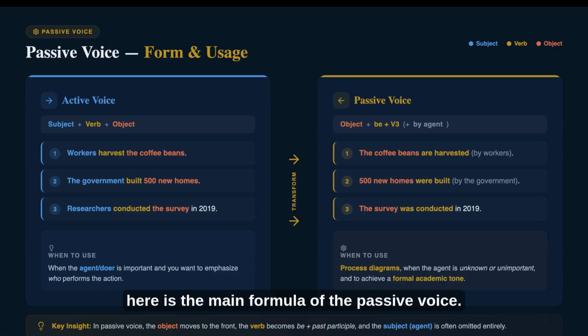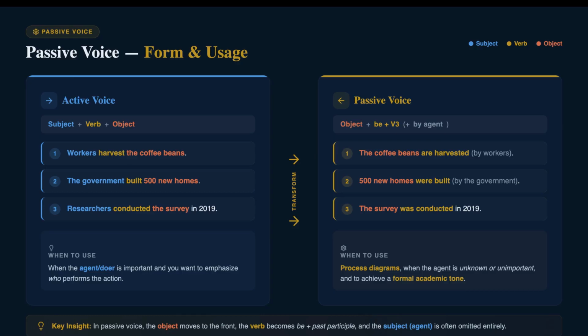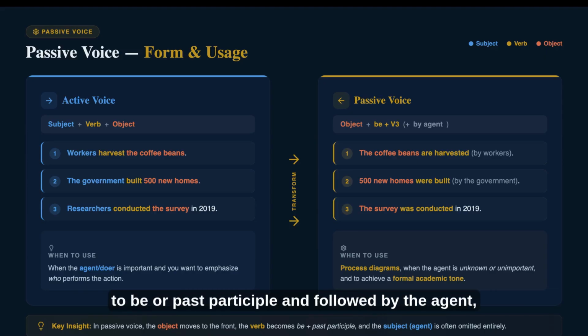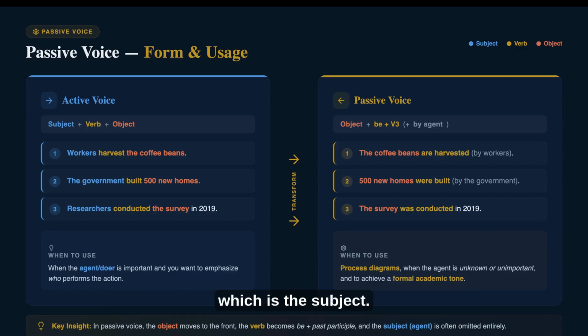So, here is the main formula of the passive voice. We have object followed by verb to be and verb 3 column or past participle and followed by the agent, which is the subject. So in this case, the subject becomes the agent, which is not entirely compulsory. Let's look at the example. One, the coffee beans are harvested by workers.